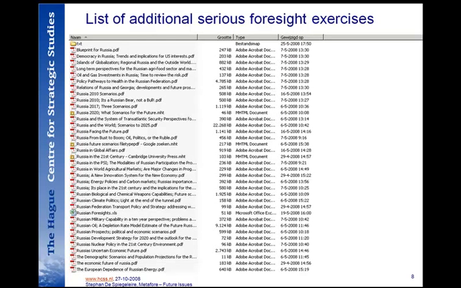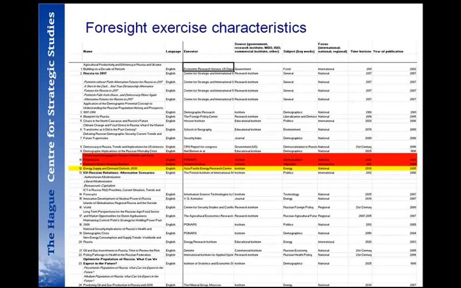So let me walk you a little bit more in detail through this. This is again the list of the Russian foresights in a little bit more detail. This is the spreadsheet that we made, that you saw a little piece of before, with respect to the main characteristics of the foresight exercises.